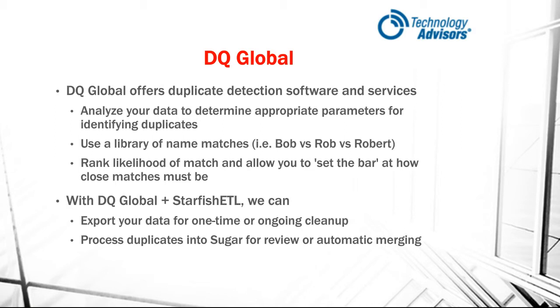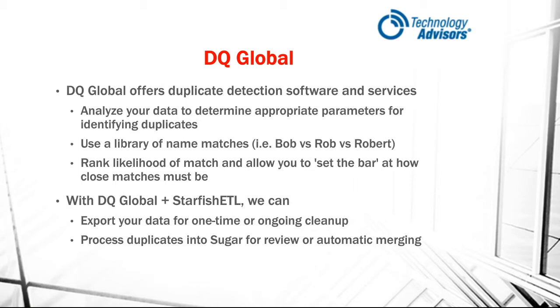They also have a pre-built library of name matches that they'll use when they're doing duplicate detection. So this is going to be things like Bob versus Rob versus Robert versus any other nickname for Bob that you could come up with, knowing that those are all basically the same name and that someone who's Bob Smith versus Rob Smith, well, there's a decent chance that those might be the same person.